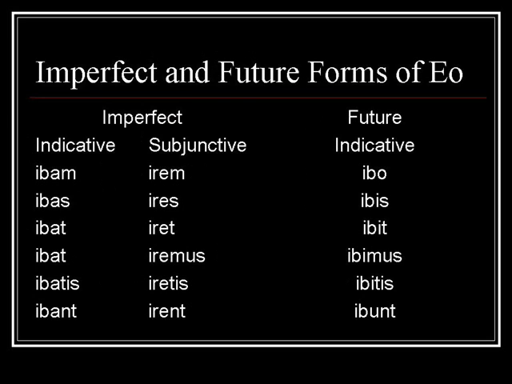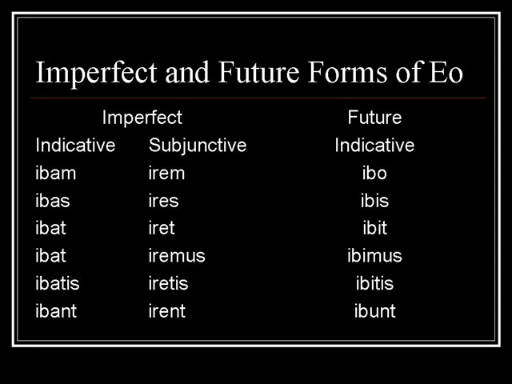The imperfect and the future of eo are similar to the patterns in the first and second conjugation, like that of amo and like that of doceo. The stem vowel that is used for both the imperfect and the future indicative is i, with the familiar endings for the imperfect, bam, bas, bat, bamus, batis, bant, and for the future, bo, bis, bit, bimus, bitis, bunt.